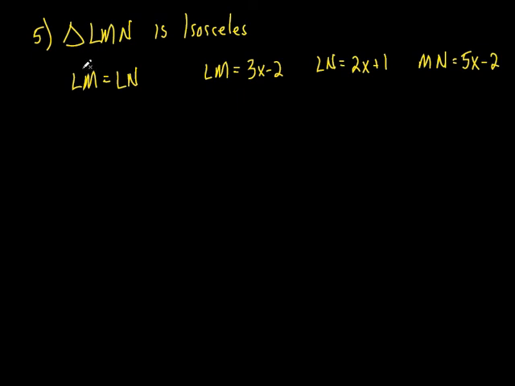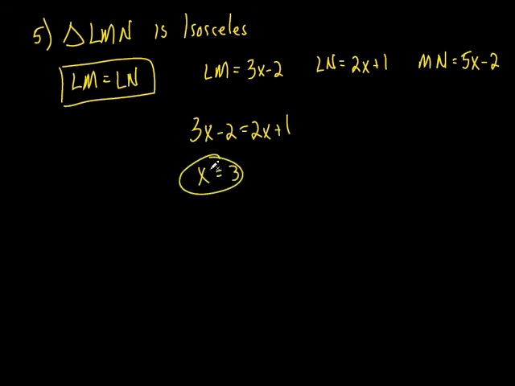Now look, in the other one, all three were equal to each other, so I could have picked any two and set them equal to each other. But this is isosceles, only two of them are equal to each other, so I can only set these two equal to each other. So I set them equal and solve for x. Subtract 2x from both sides, add a 2 to both sides, so x is 3. That's part of my answer. That's 1/4 of my answer right there.